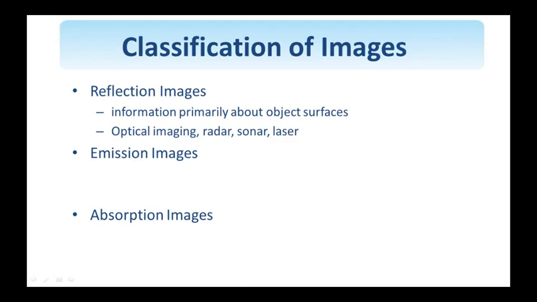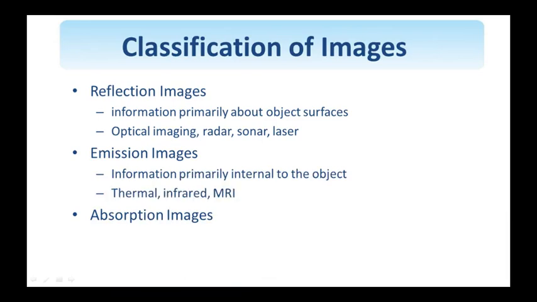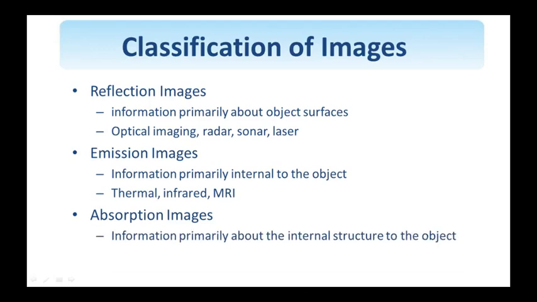Other non-visible examples include radar images, sonar images, laser images, and even some type of electron microscopy images. Emission images are even simpler, since in this case the objects that are being imaged are self-luminous. In this case, the information is primarily about the internal structure of the objects, and examples of emission images are thermal, infrared, and MRI.